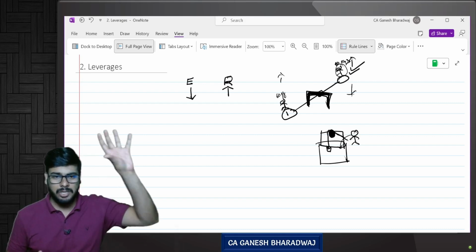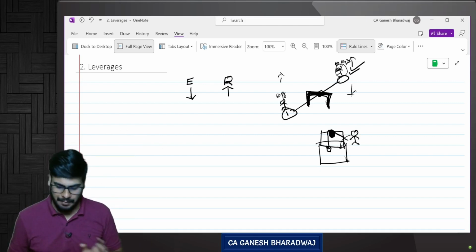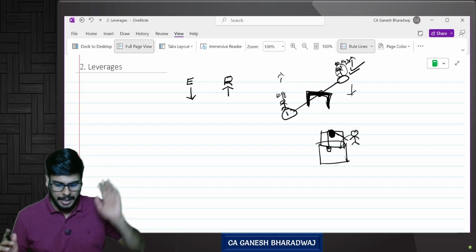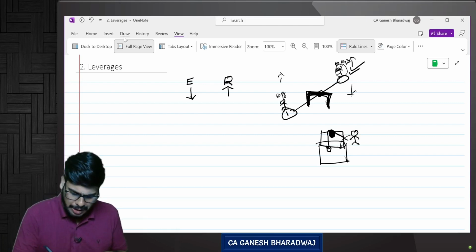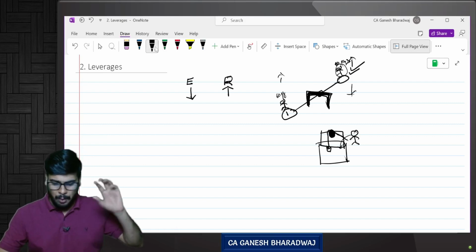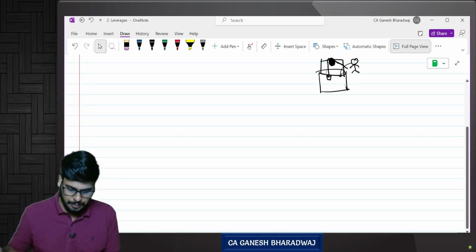Right. So we saw what is the meaning of leverage. This is one thing. Park it aside. Now, one more thing I want to tell you before we enter into this chapter.